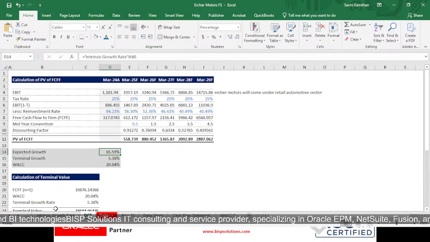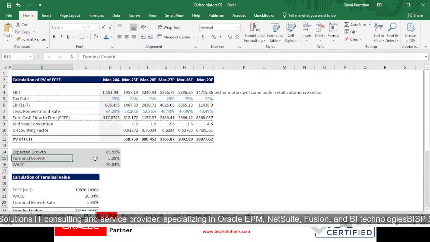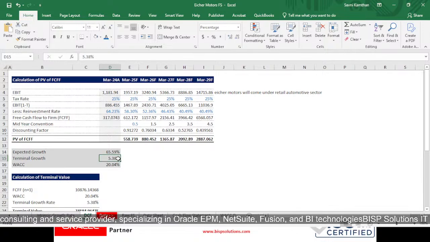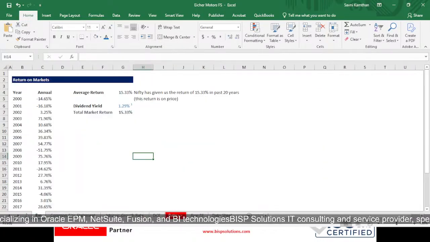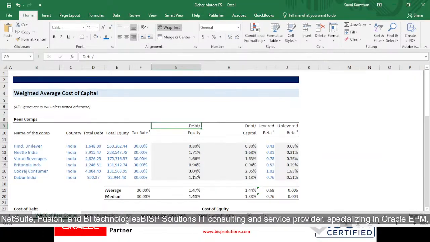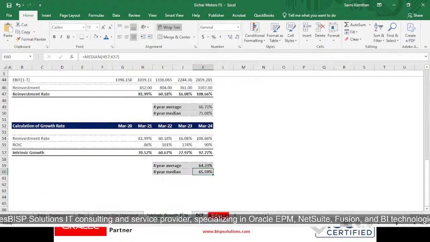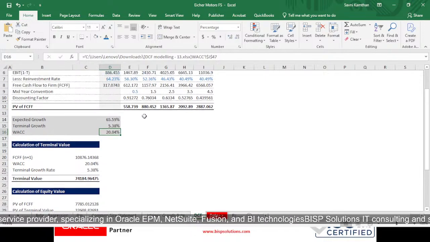Here we have taken our expected data, and the terminal growth rate is 5.38. It is official on the RBI site, you can check that also. And WACC is taken from our WACC data, which I have already told you all to copy the data of the companies and paste it in the same format so that it will be calculated automatically. So our WACC was 20.044.